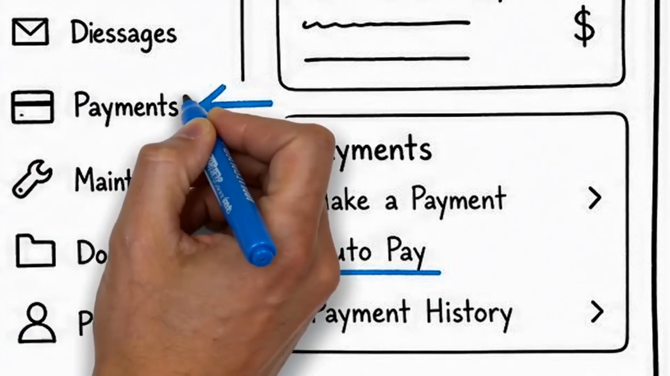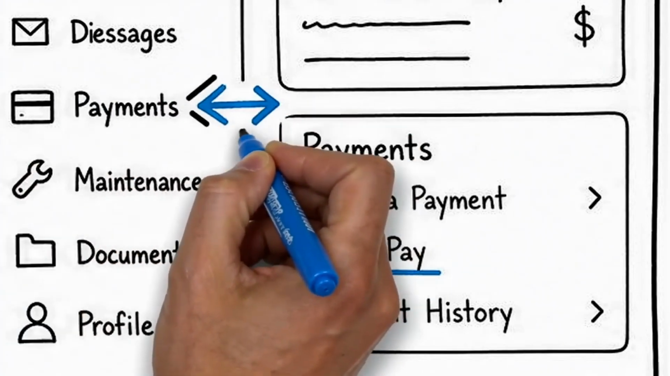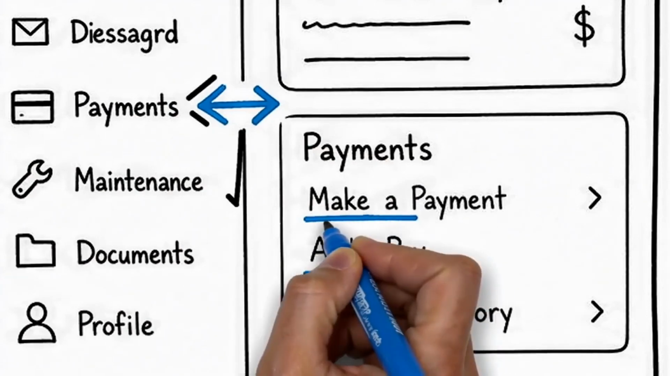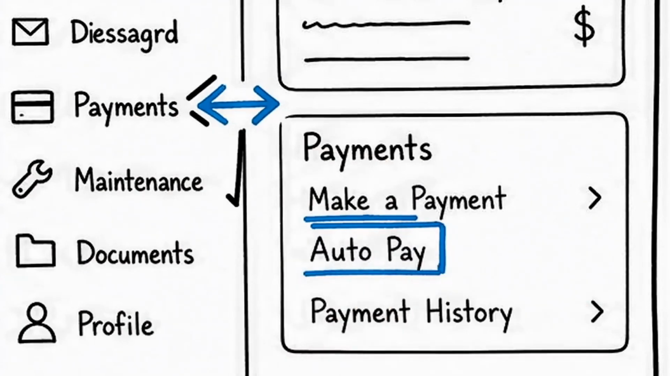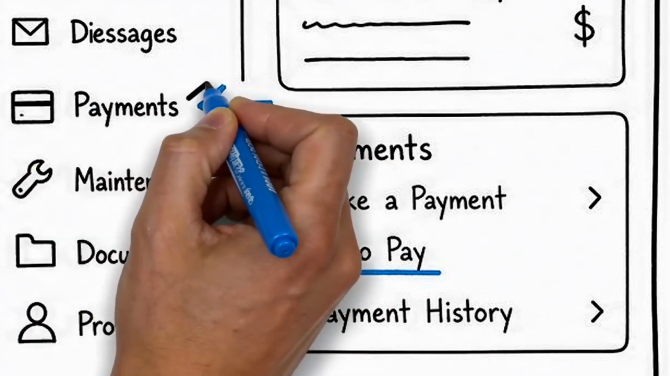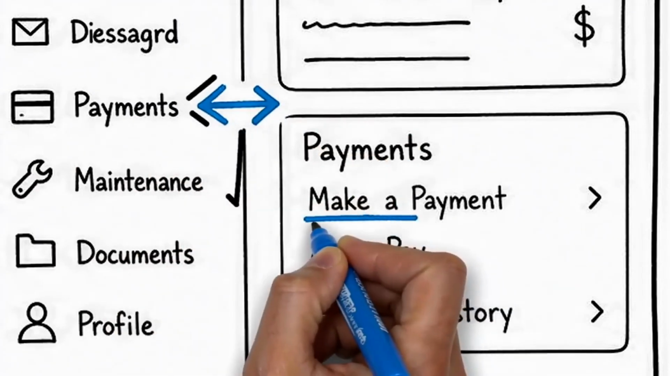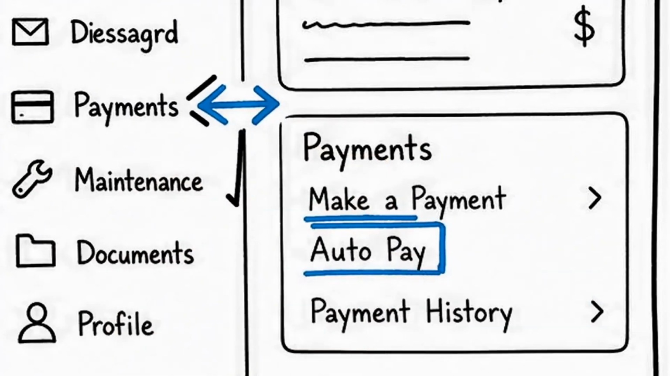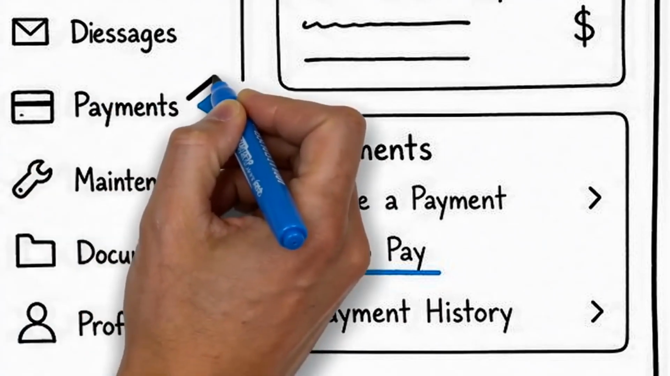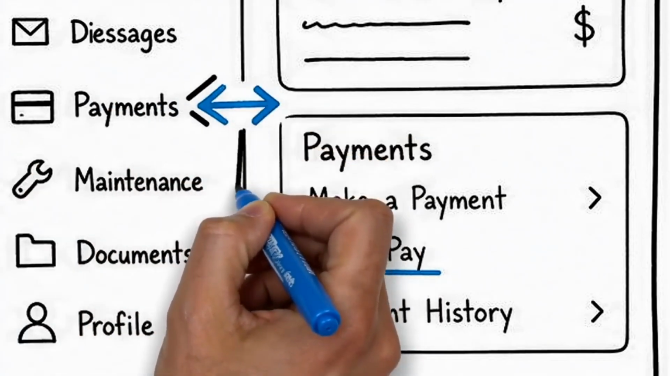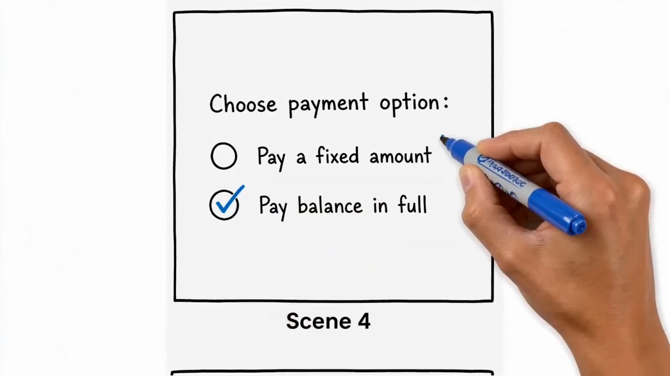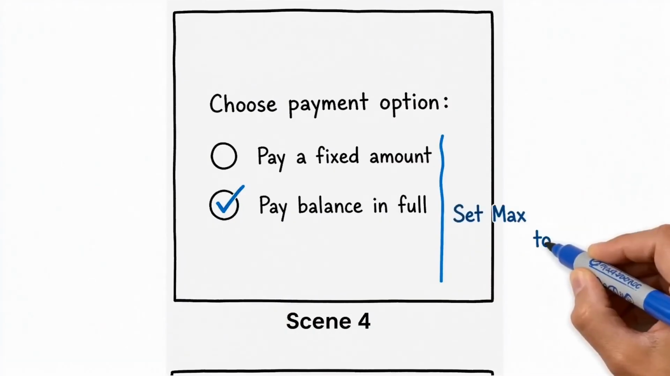Once you are logged in, look to the navigation menu and select Payments. From there, you will see the option to set up AutoPay. Your lease requires your first payment and AutoPay setup to be completed before you are able to obtain your keys to your suite. When setting up AutoPay, you will be asked how much to pay.